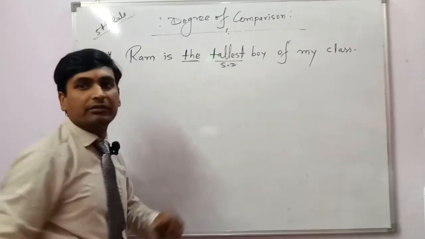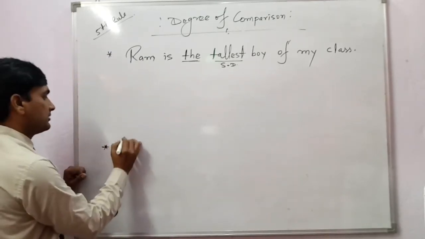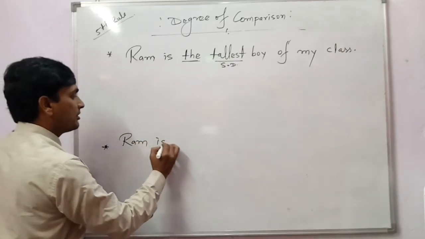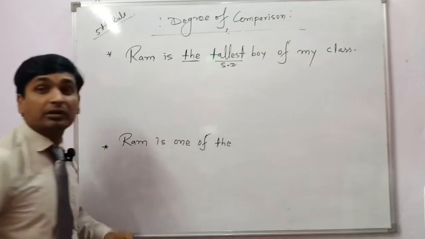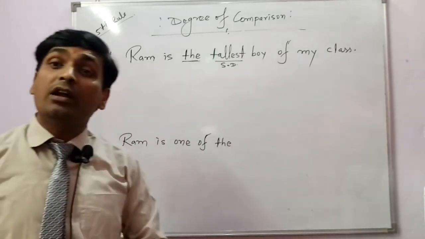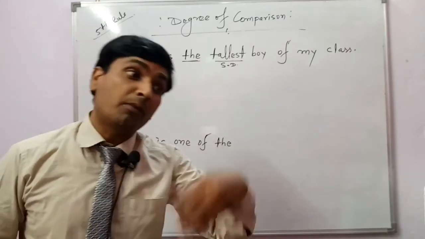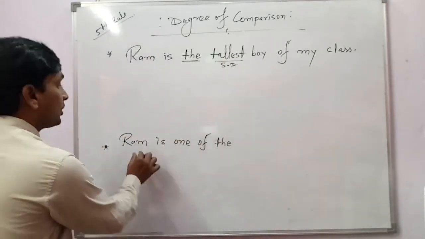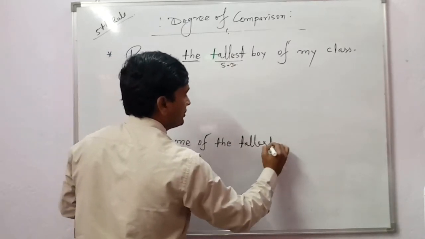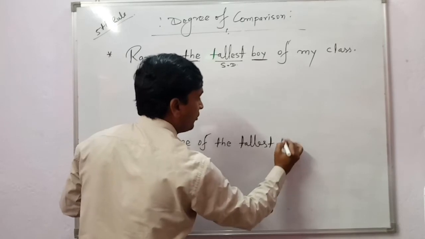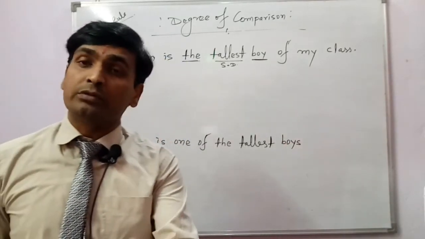SD stands for superlative degree, right? Another example I am just going to take, that is: Ram is one of the. Remember, I have done here what? One of the. This means from many there is one. So Ram is one of the, and then what? Tallest. And then what? Boy will become boys. Remember, here most of the students as well as the teachers also make mistakes.